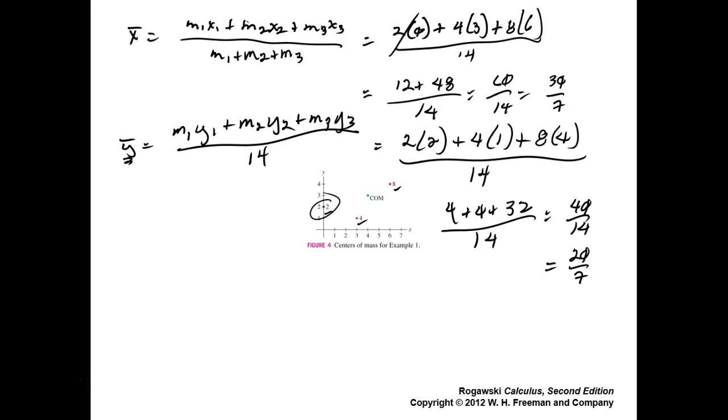Does that really look like the center? Looks like to me it's closer to 8 than it is to 2 or 4, isn't it? Well, I mean, yeah, but 8's heavier. You're right. That's pulling it that way. Remember the seesaw and the football player? Yeah. You have to get closer to the football player to get that center of mass right.